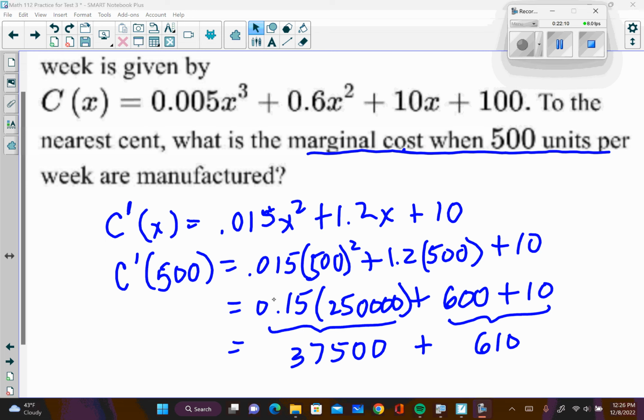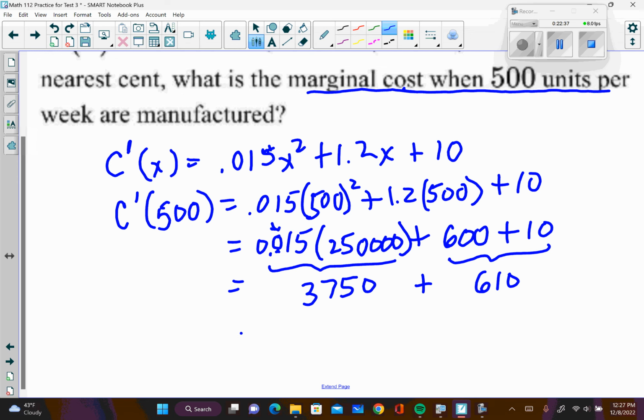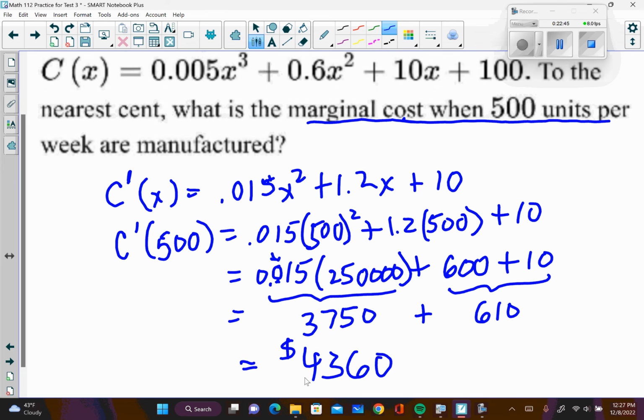So the mistake is right here. I left that 0 out. 0.015 times 25,000 is actually 3750. And 3750 plus 610 is 4360. $4,360 is called the marginal cost when 500 units per week are manufactured.